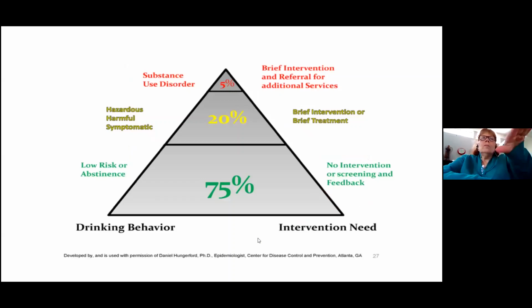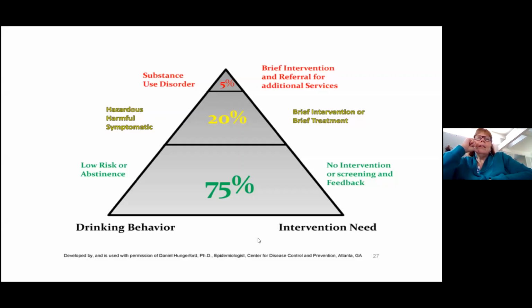Low risk or abstinence, in terms of population, and this is generalized across the U.S., 75% of the people we see are in the low risk or abstinence area, 20% in hazardous or harmful, and then the actual substance use disorder is smaller, 5%. On the other side, you'll see there's no intervention at the low level. You're just doing screening and feedback to prevent harmful use. You do a brief intervention or brief treatment at the hazardous level, and then you do brief intervention and referral at the top end.